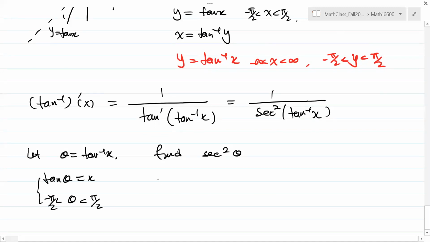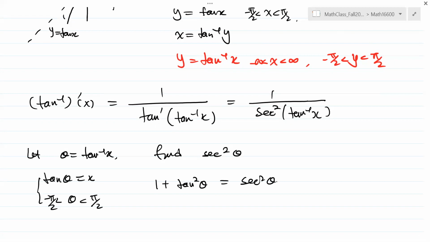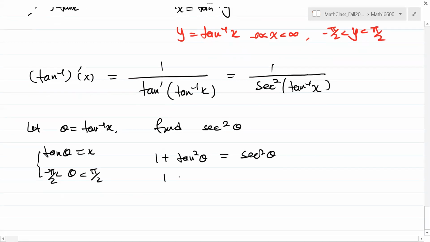So 1 plus tangent squared theta is going to be secant squared theta. I hope you know this. This is a review of the formulas from trigonometric functions. All right, so we already know the tangent theta, so 1 plus x squared equals secant squared theta. Okay, great, simple, we find it. We don't even need to worry about the sign, whether it's positive or negative.